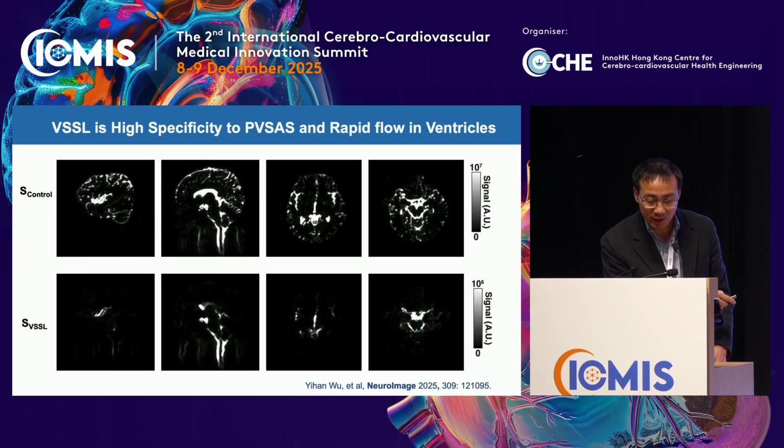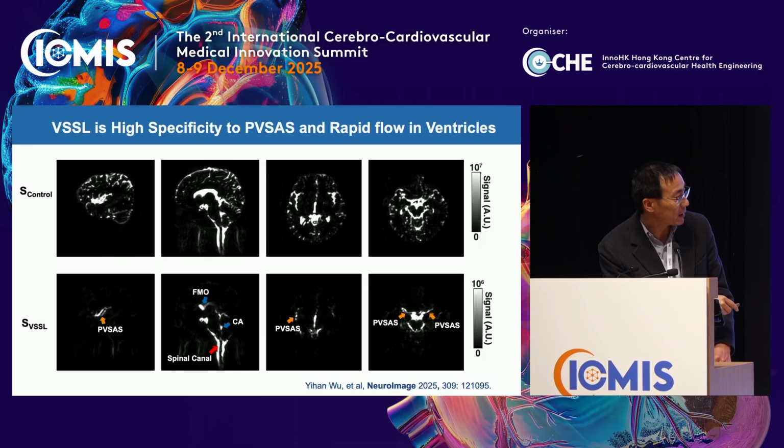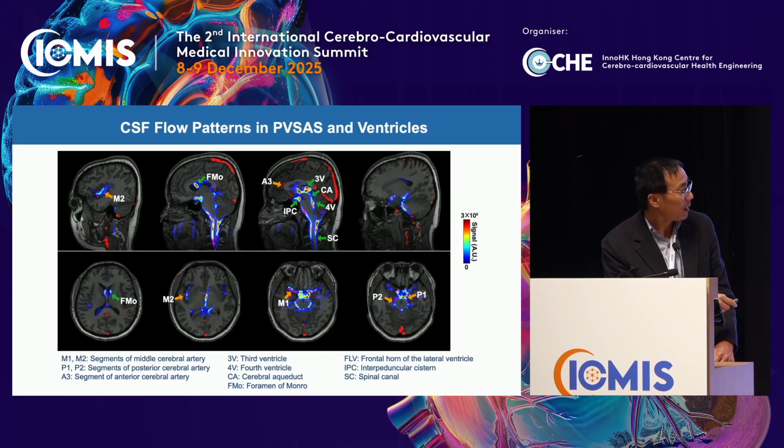But if we just look at the VSS signal, you can see only the rapid flow regions, such as those PVSAS regions, and this part is the canals connecting to the third ventricle, fourth ventricle, all the ventricles. Therefore their flow rate is really high. And to confirm that what we see is really the PVSAS, we overlap the images with the angiography, which shows the blood in the red signal, and also we overlap with the T1 weighted image to confirm the region.